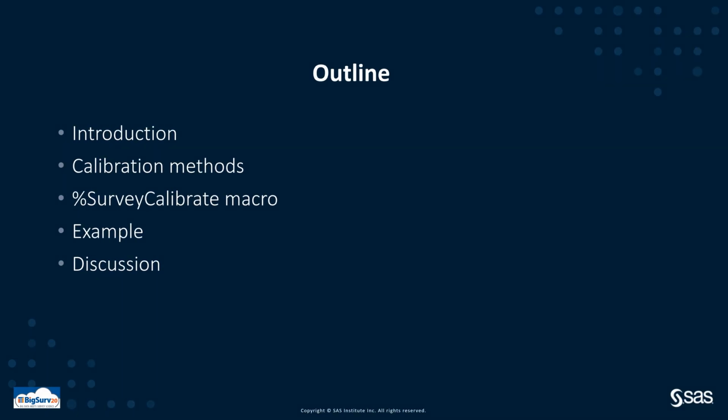In this presentation, I will first talk a little bit about the motivation behind the calibration of survey weights and summarize some commonly used calibration methods that are implemented by the macro. Then I will give some details of the macro parameters, along with the macro's capability. Finally, I will use an example to illustrate how to use this macro and give some closing remarks.